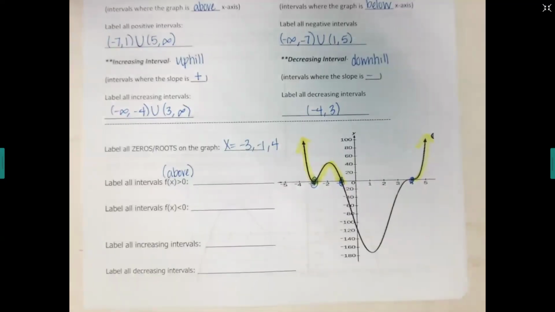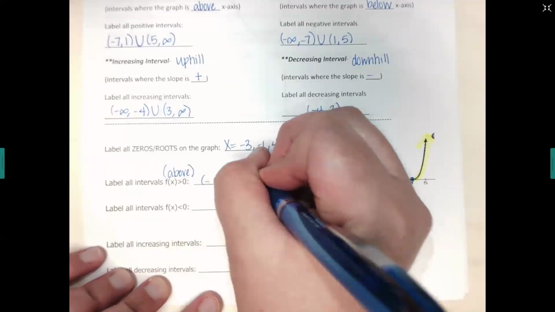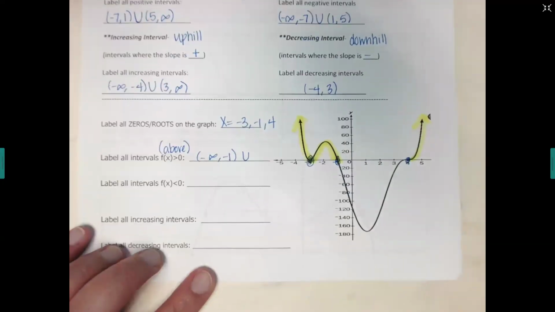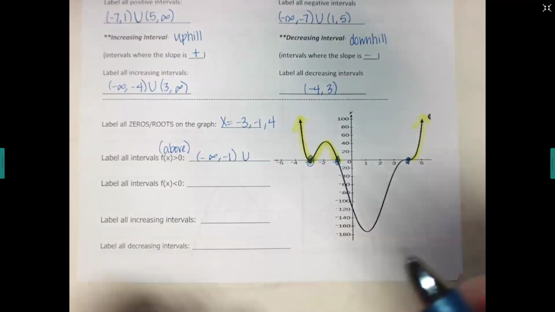If this goes all the way to the left forever and ever and ever, that means negative infinity. Where does it stop at? -1. Okay, then do your little union. And then the other section of my graph that's above the x-axis would be from 4 to infinity to the right end. Okay?